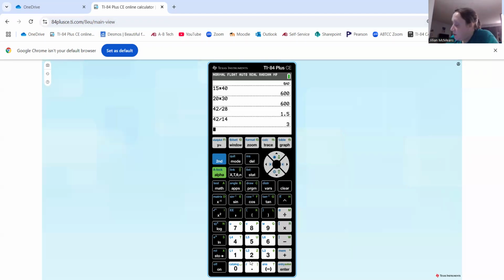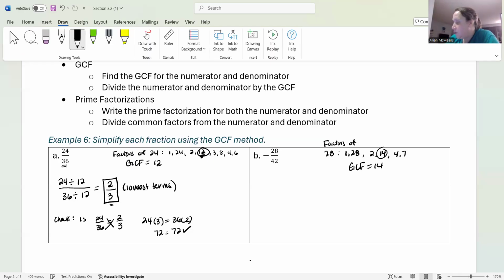So the GCF here is 14. So I take my fraction, I take 28 and I divide it by 14. I take 42 and I divide it by 14. And I'm just going to carry my negative throughout this process.